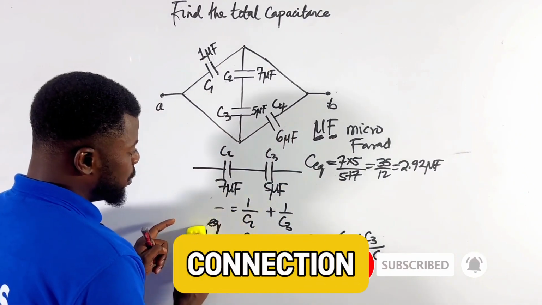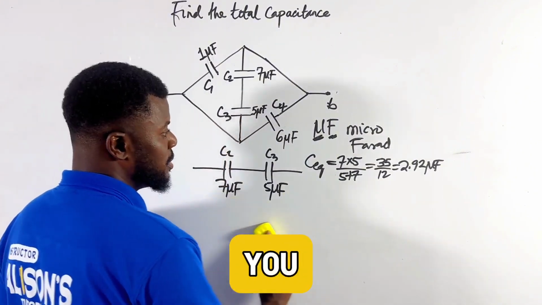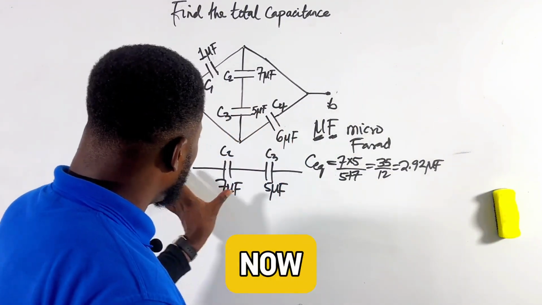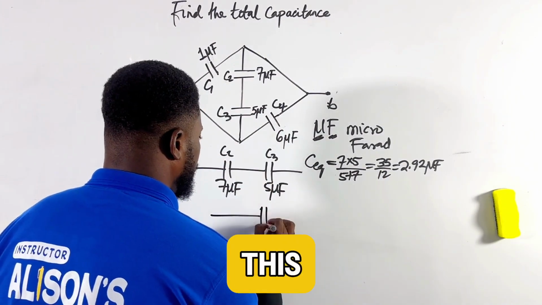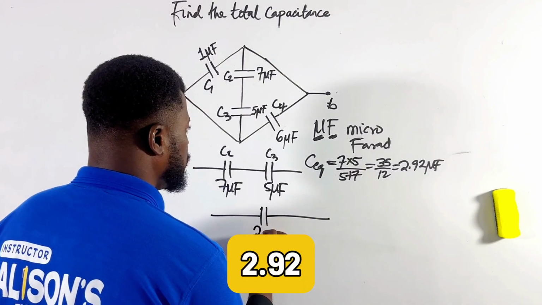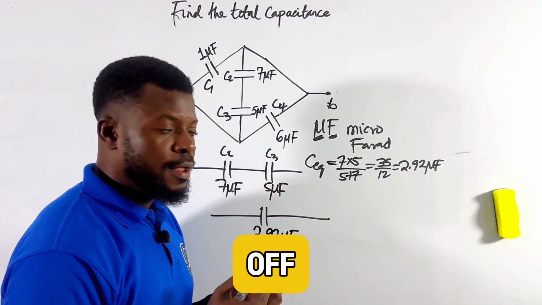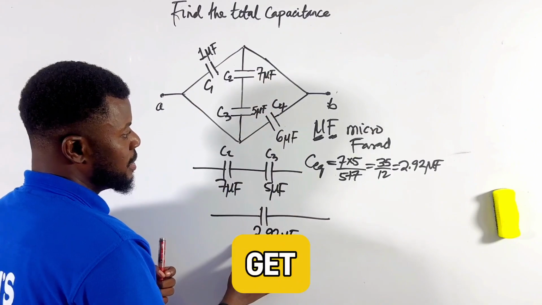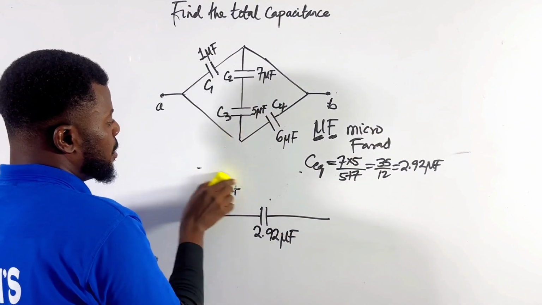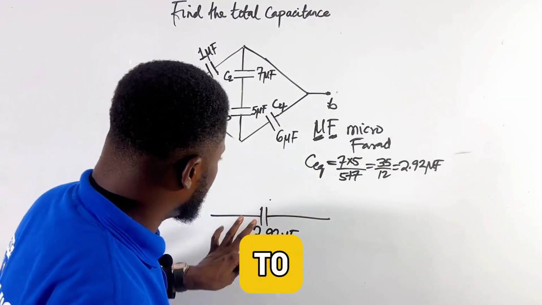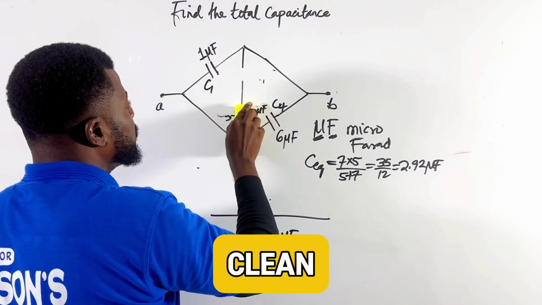We are done with this series connection. Now, the interesting part of it is this. I want to take my time to make sure that you understand every bit of what I'm doing right here. Remember, I resolved this to give me this particular one. That means I just have a single capacitor like this, which is 2.92 microfarad. Can we clean this off? Because it was these two guys that I resolved to get this single guy. Now look at it. If I decide to carry this guy and replace this guy, it means I have to clean off this guy. I have to clean up this guy.